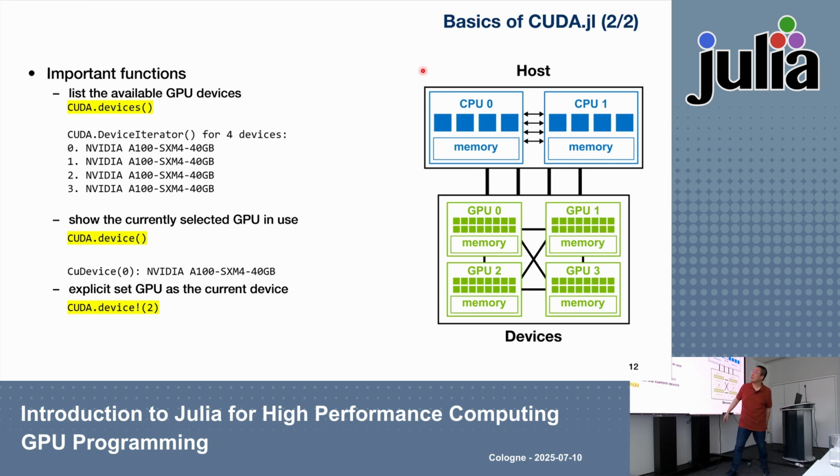And you can use the command devices, CUDA devices, to list the available devices, and to show the currently selected device. I mean, the currently used device is CUDA device. You will see, okay, the 0th device is in use, so basically the first device. And if you want to use another device for another GPU calculation, you can switch, use CUDA device 2 to switch.